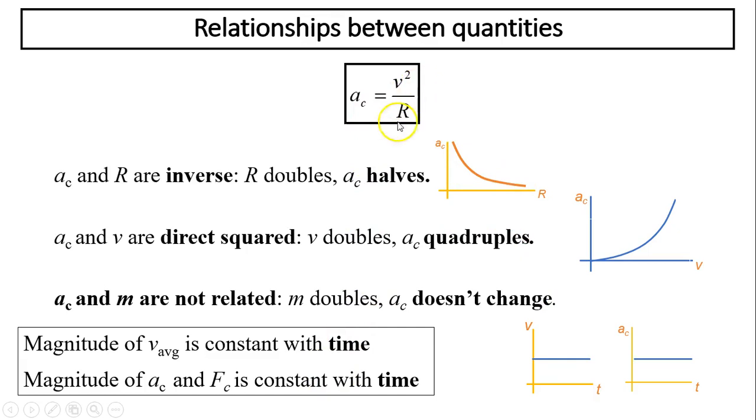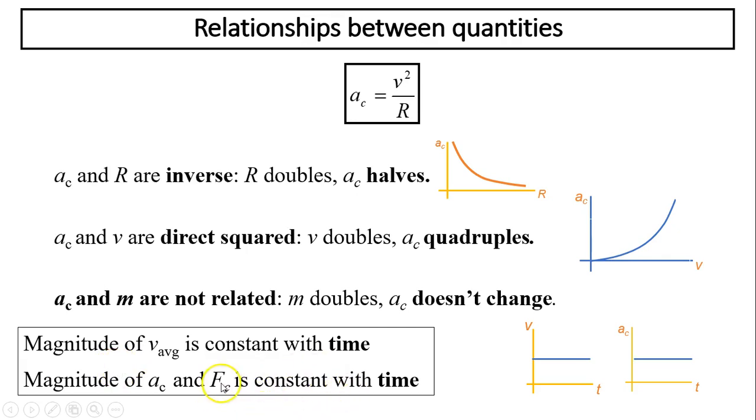Now a_c and v are directly squared. That means if v doubles, a_c quadruples. And here is the graph, a parabola going upward. a_c and m are not related because m is not in this equation. So when m changes, a_c does not change at all.